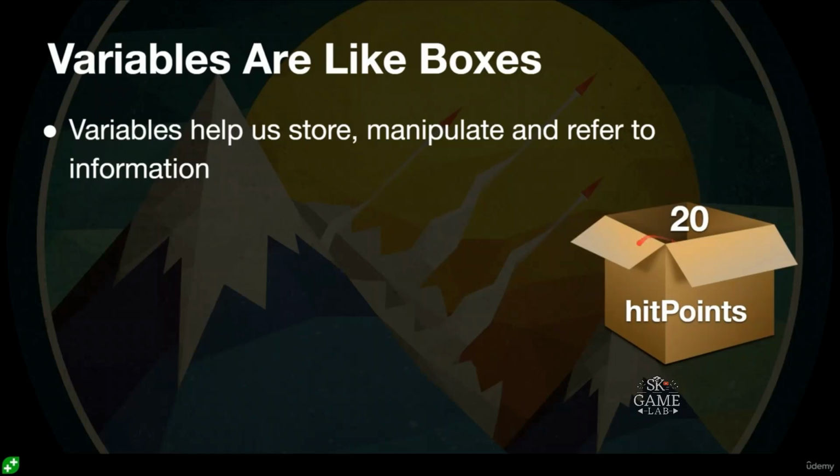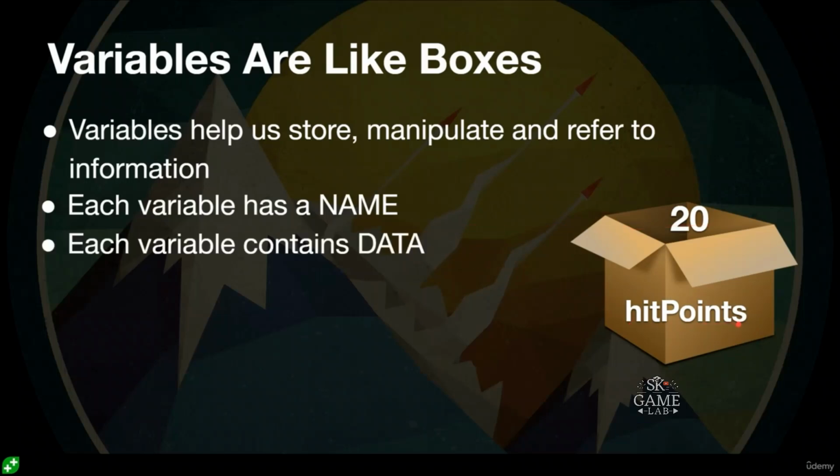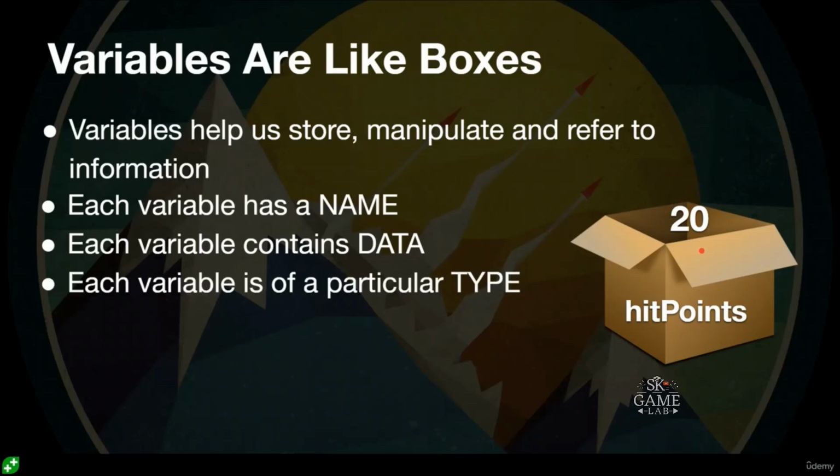So for example, here I've got this box. It's called hit points, and it has a value of 20 stored in it at the moment. Each variable has to have a name. The name here is hit points. Each variable contains data. Presently it's 20, it could be 0, it could be 1,000,000. And each variable is of a particular type. This is really important. The type here is whole numbers, and whole numbers are known as integers. So we would write this or declare this in our script as int.